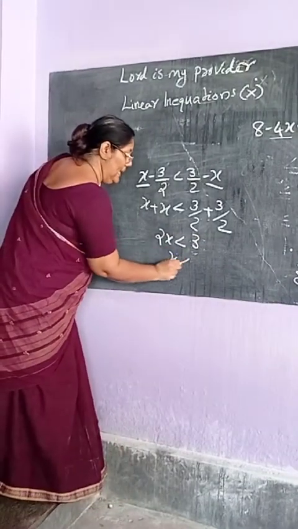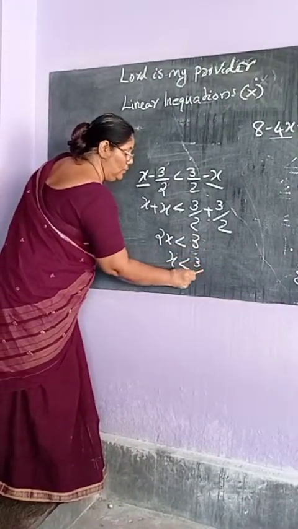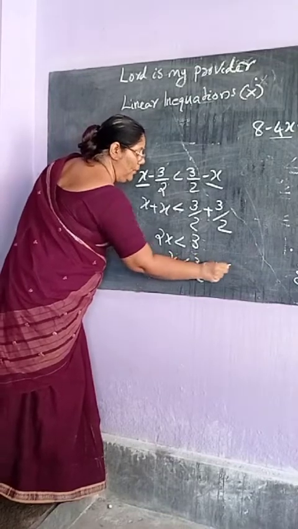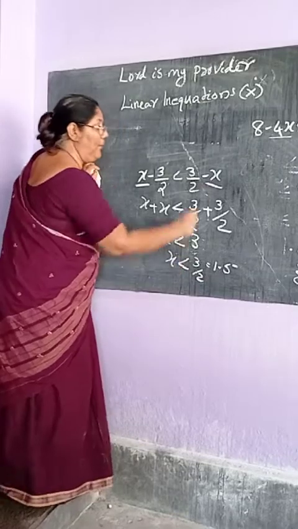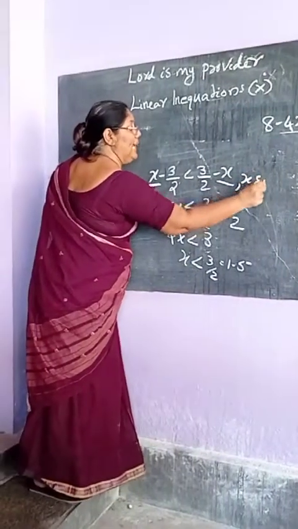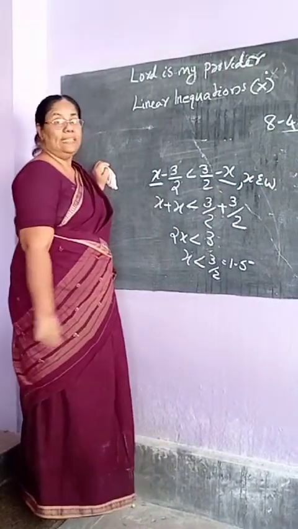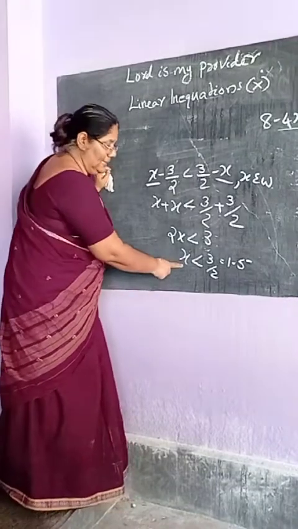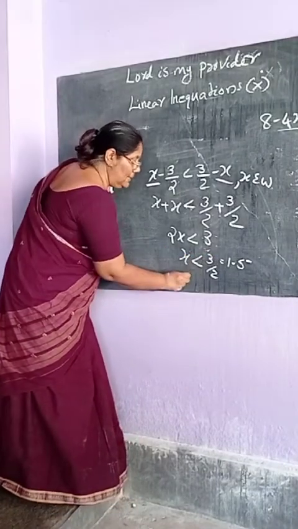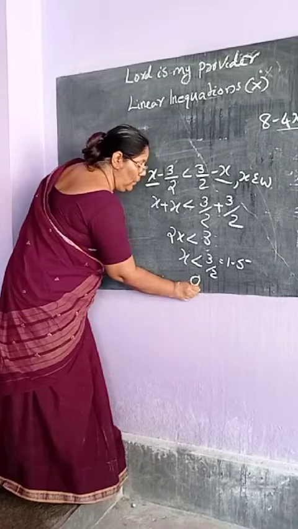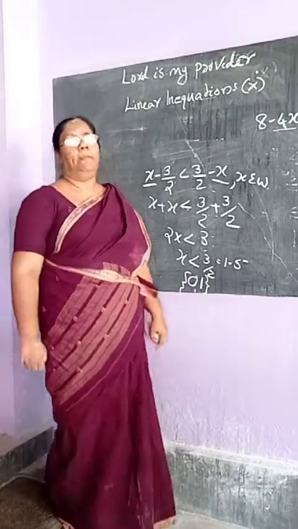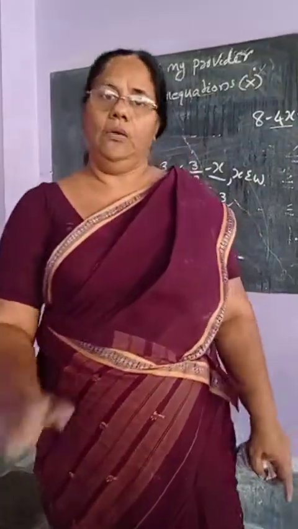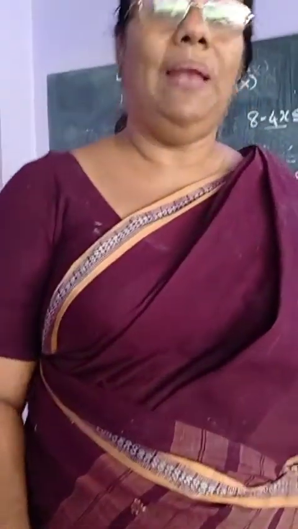x plus x is 2x less than, here the same denominator, 3 plus 3 is 6, 6 by 2 is 3. That is x less than 3 by 2. What is 3 by 2? 1.5. x less than 1.5. Suppose the question is x in W. X in W, x less than 1.5, means what are the numbers? 0 and 1. Take your textbook and do similar type questions.